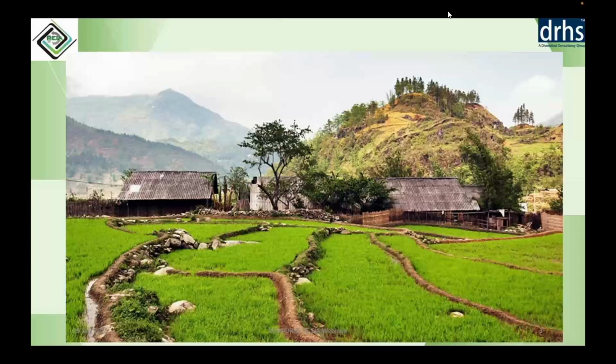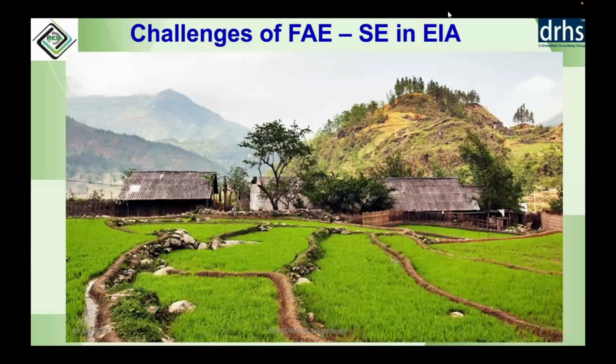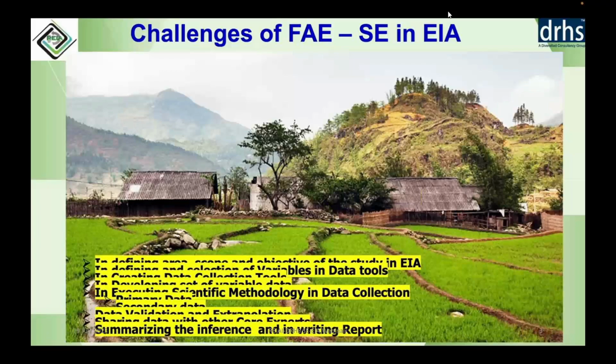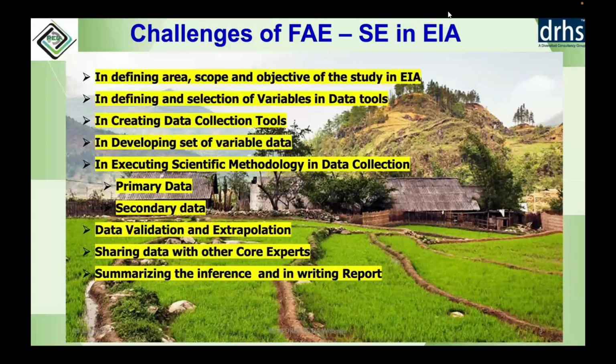So what is our objective? What are the challenges? First of all, we have to know what are the challenges of socio-economic in EIA. So first thing is defining the area, scope, and objective of the study in EIA. Whenever you go for any project, first of all, you define the area, scope, and objective of your work in socio-economic. Then how you are going to select the variable. That is one of the most important, crucial parts.